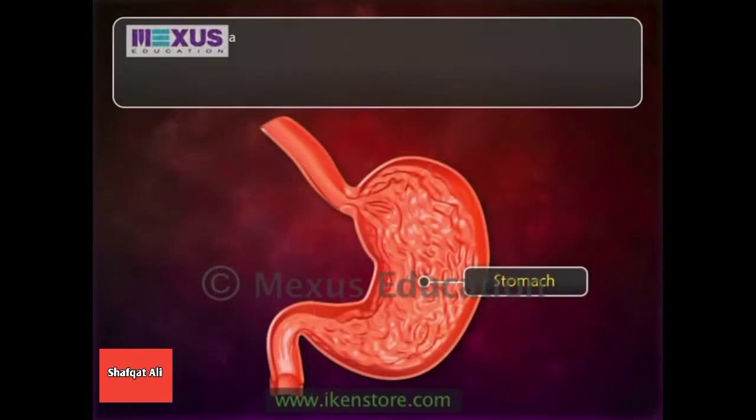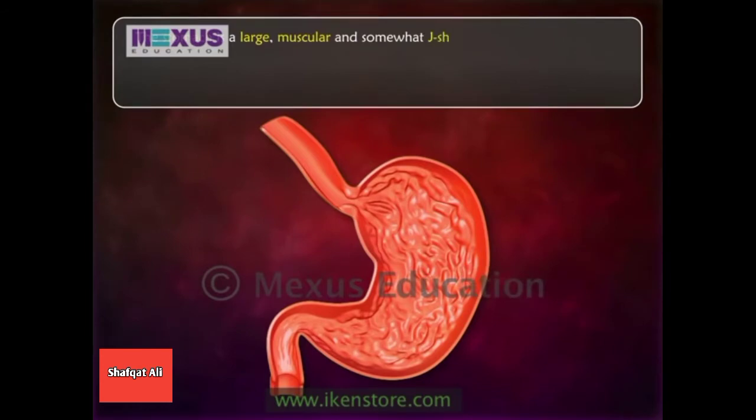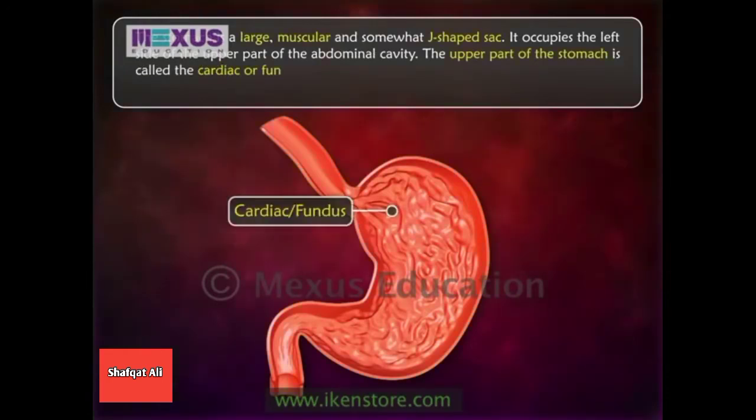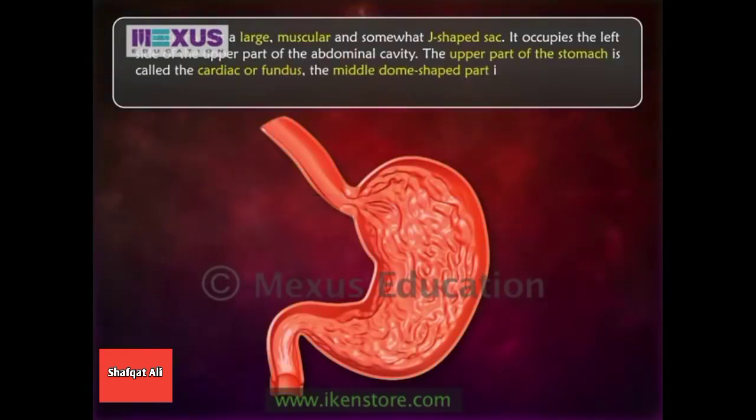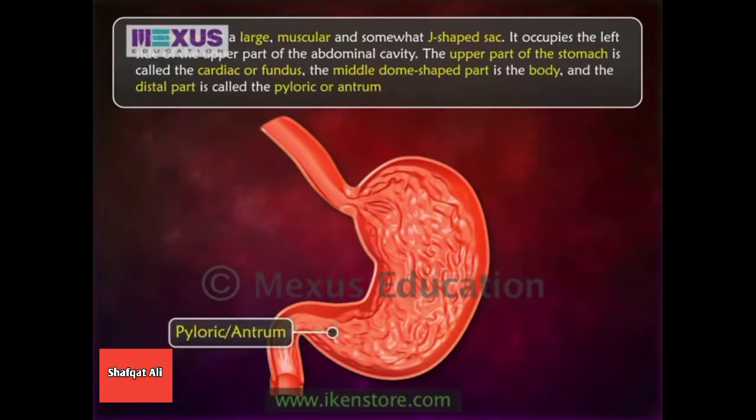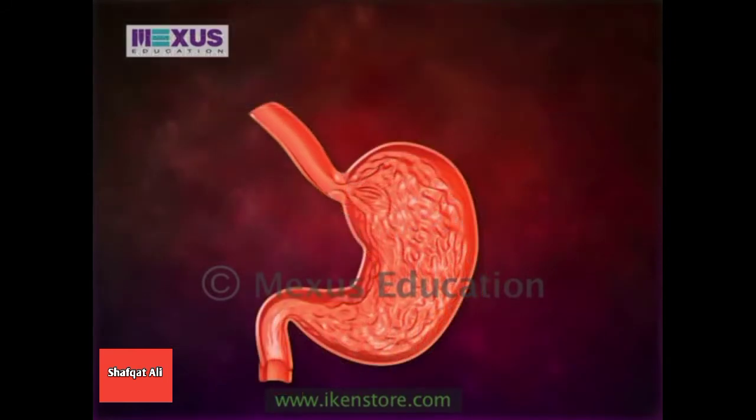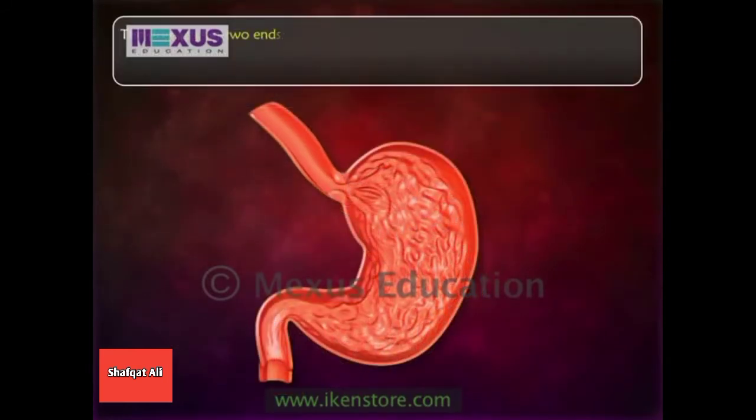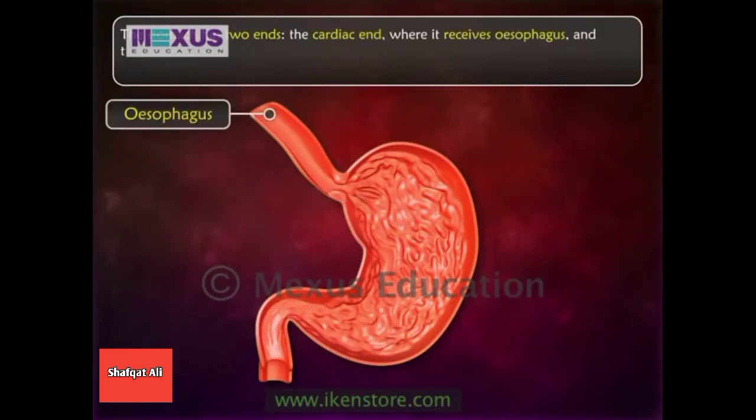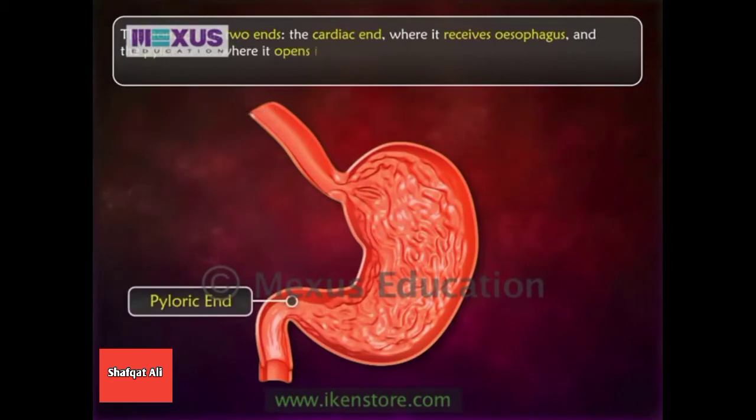The stomach is a large, muscular and somewhat J-shaped sac. It occupies the left side of the upper part of the abdominal cavity. The upper part of the stomach is called the cardiac or fundus. The middle dome-shaped part is the body, and the distal part is called the pyloric or antrum. The stomach thus has 2 ends: the cardiac end, where it receives the esophagus, and the pyloric end, where it opens into the duodenum.